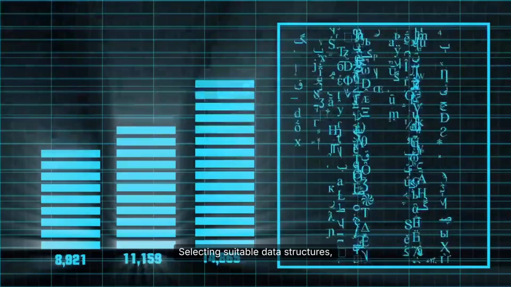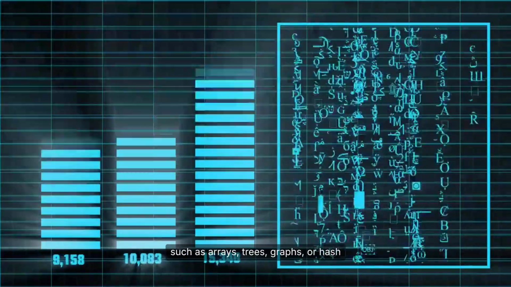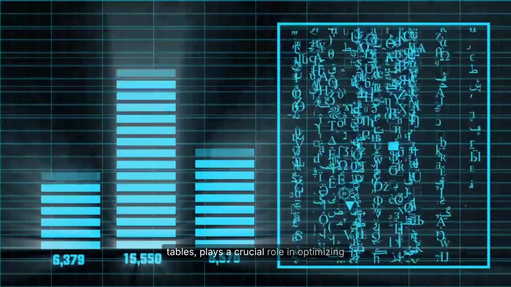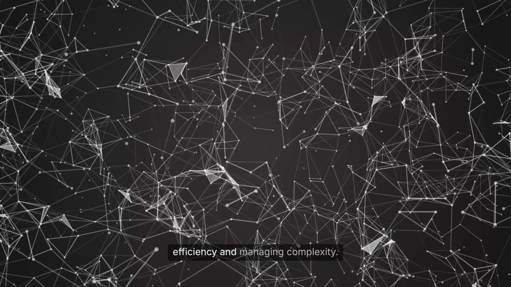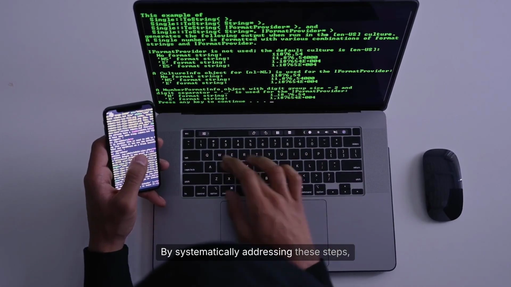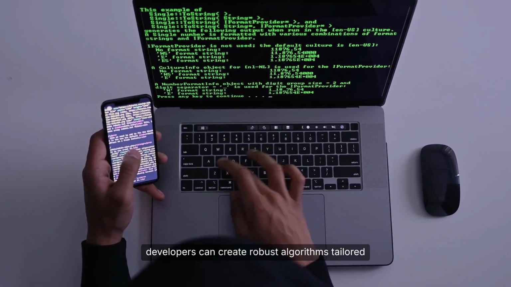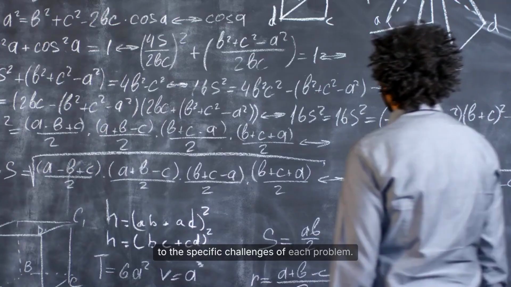Selecting suitable data structures, such as arrays, trees, graphs, or hash tables, plays a crucial role in optimizing efficiency and managing complexity. By systematically addressing these steps, developers can create robust algorithms tailored to the specific challenges of each problem.